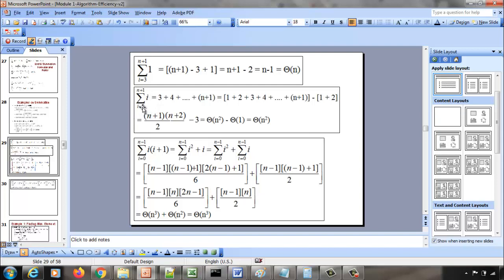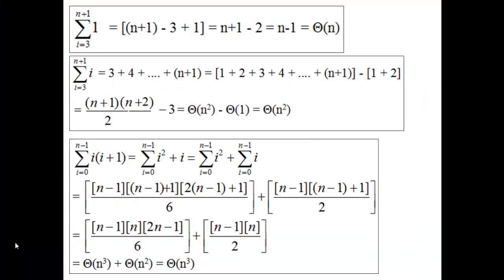So now we can work out this formula. Oh, okay, this is i, not 1. So that's separate. You see this is 1 here, but this is i. So this is a different formula that we have to use. So this is i equals 3 to n plus 1, i. So how to proceed?